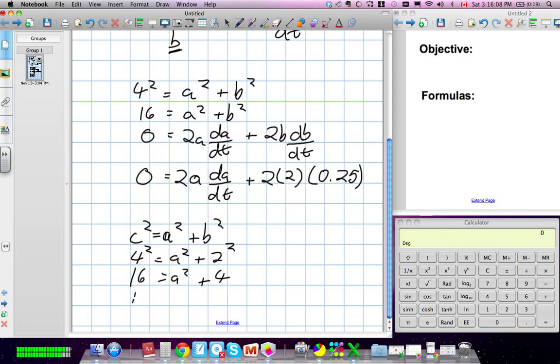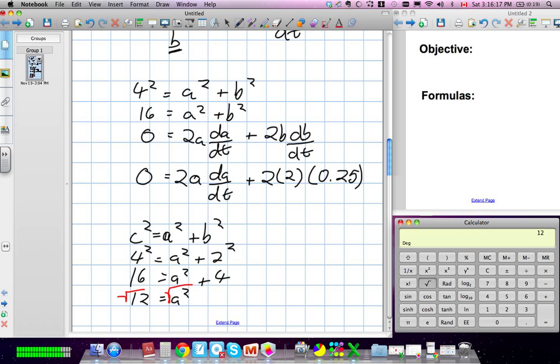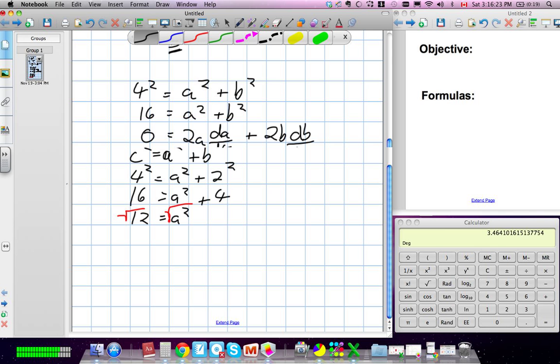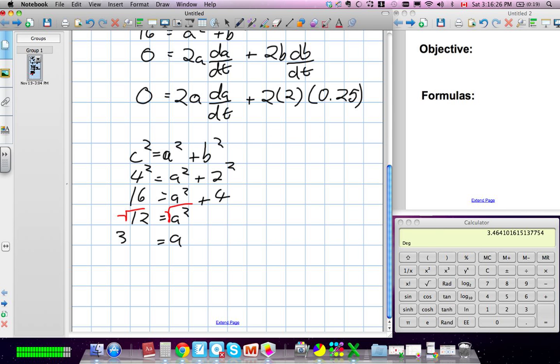When we bring it to the other side, we get 12 is equal to a squared. We square root both sides. The square root of 12 is 3.46. So how high up the ladder is, is 3.46 meters above the ground. So we've now solved for our a, and we should use this as a side calculation.